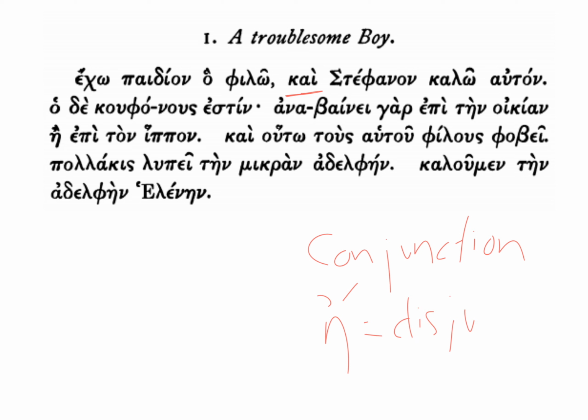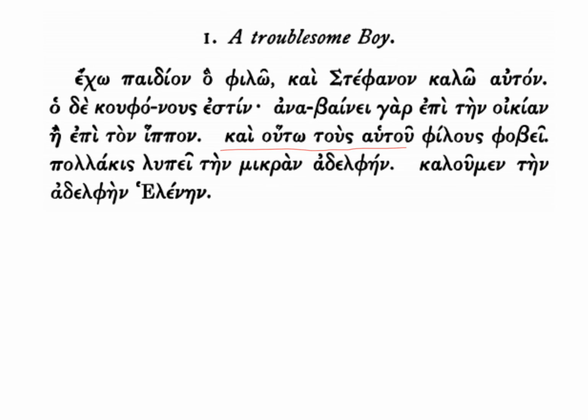It separates things. He goes up onto a house or onto a horse. We continue: kai houtō tous hautou philous phobei. In this way, his own friends, tous hautou philous, he frightens, phobei. We have the conjunction kai, we have houtō, which is an adverb, Latin ita or sic, perhaps.